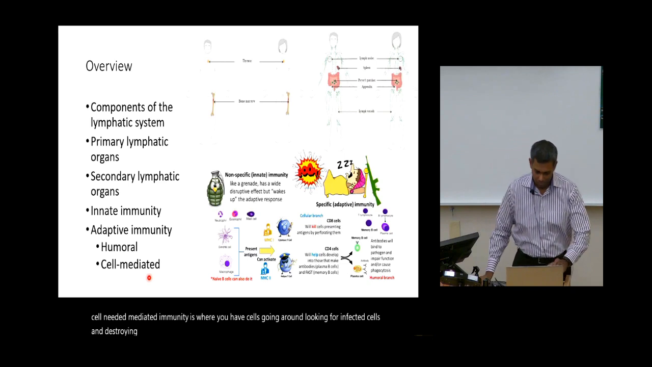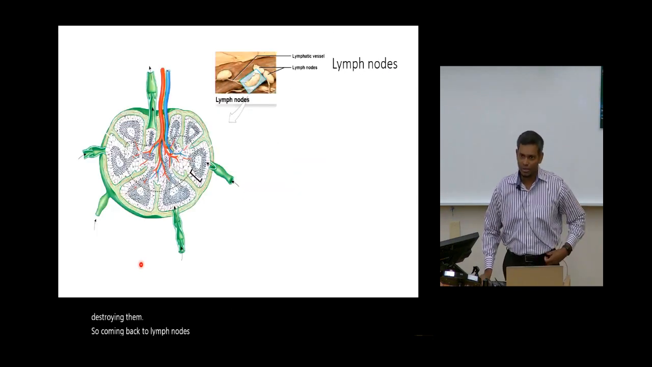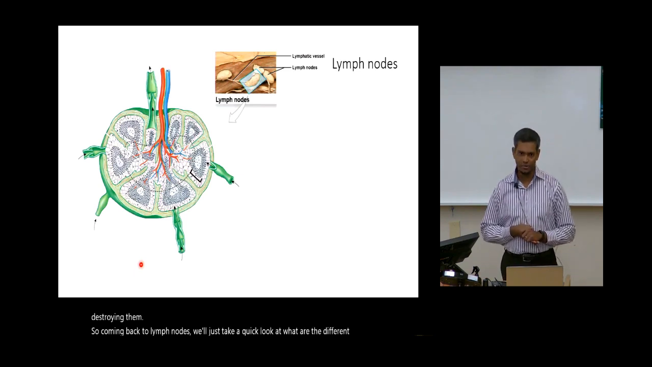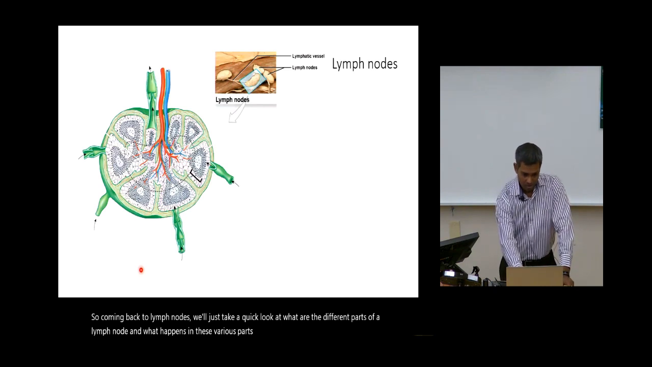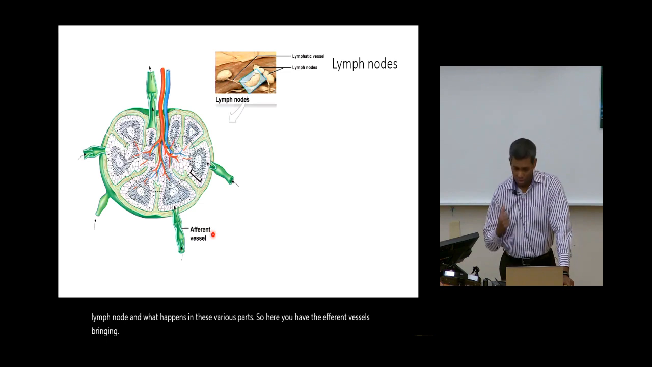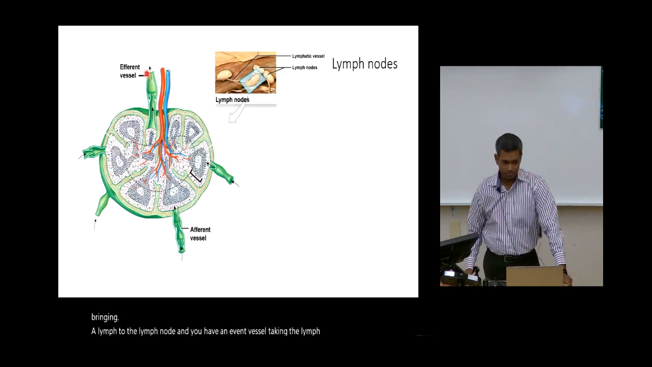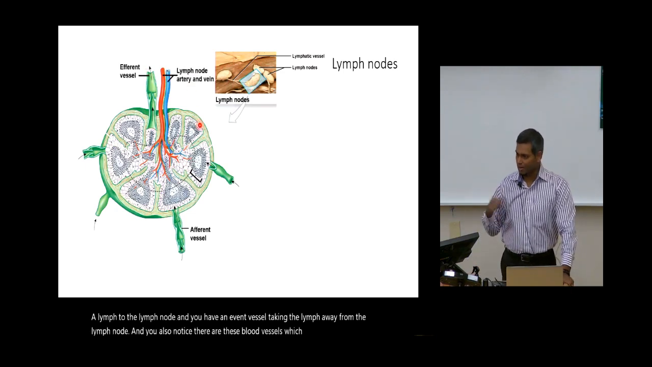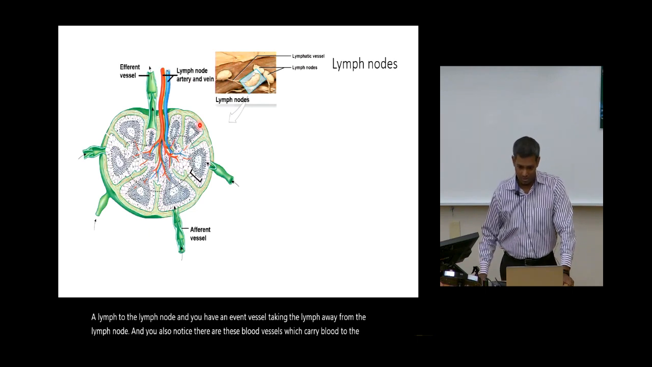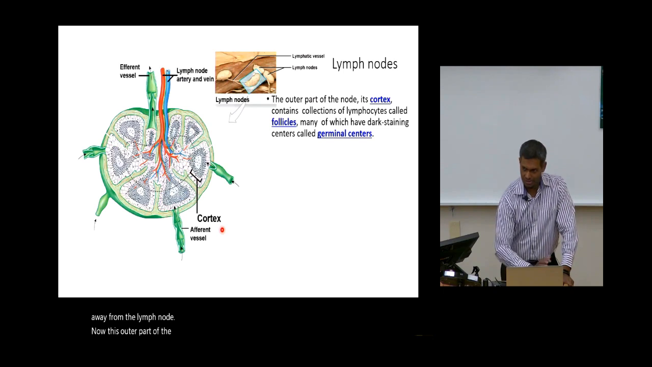Right. So coming back to lymph nodes, we'll take a quick look at the different parts of a lymph node and what happens in these various parts. Here you have the afferent vessels bringing the lymph to the lymph node, and you have an efferent vessel taking the lymph away from the lymph node. You also notice there are blood vessels which carry blood to the lymph node and away from the lymph node. Now this outer part of the lymph node is known as the cortex.